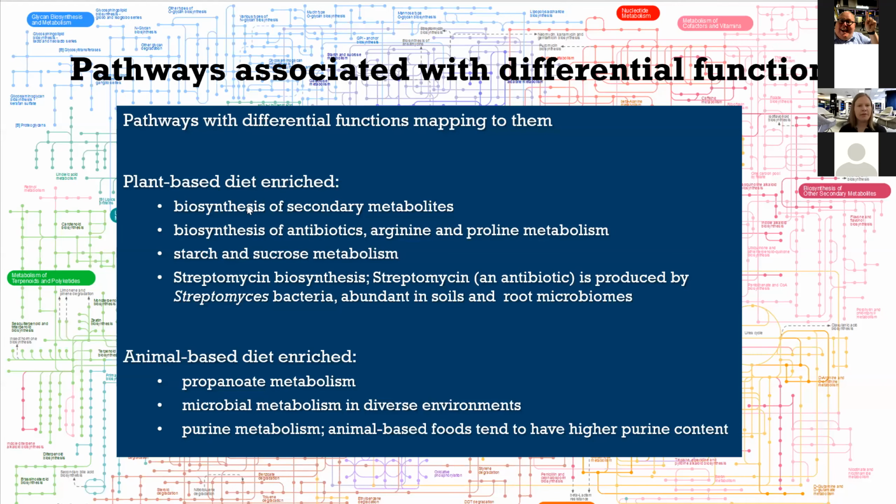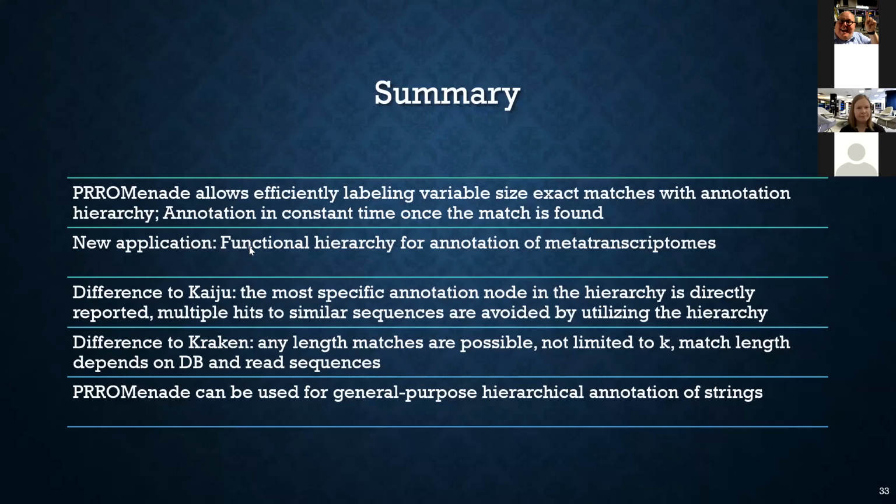We saw enriched in the plant-based diet functions including starch and sucrose metabolism, which is higher compared to the animal-based diet, which makes sense in this plant-rich experiment. In the animal-based diet, enriched were, among others, purine metabolism, and animal-based foods tend to have higher purine content, so that makes sense as well. So these are the kind of observations we can make based on these functional profiles and start investigating what the biological processes ongoing are.